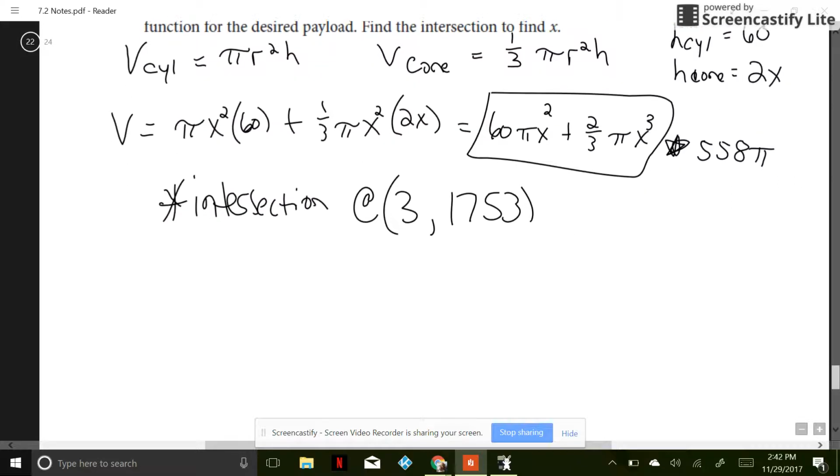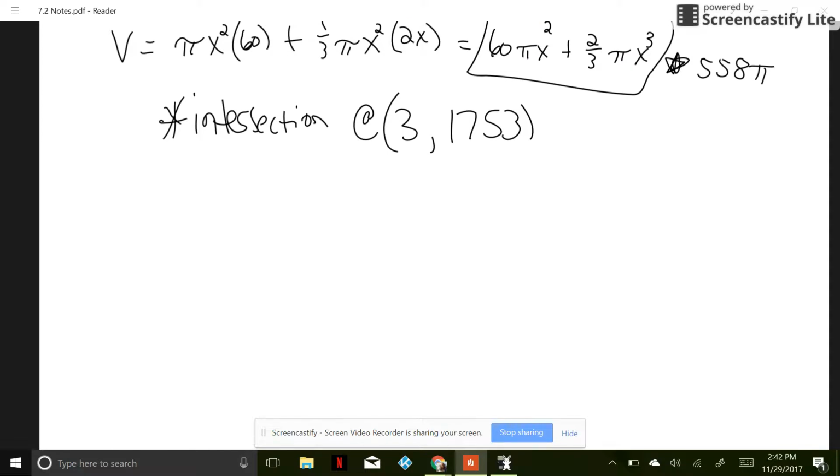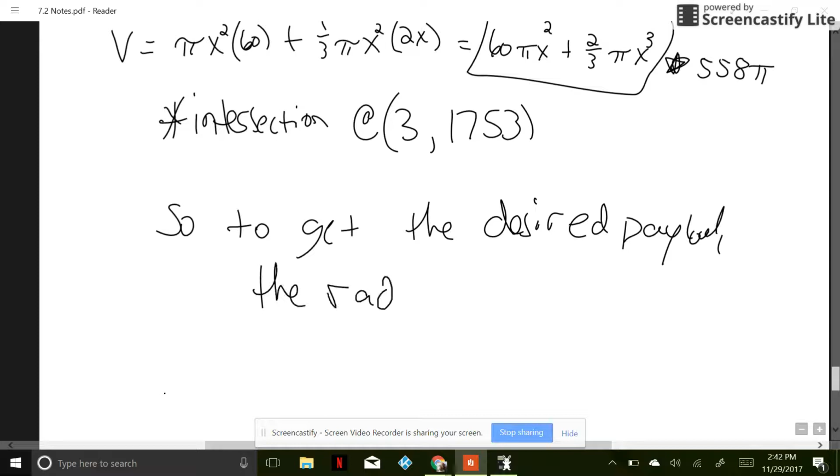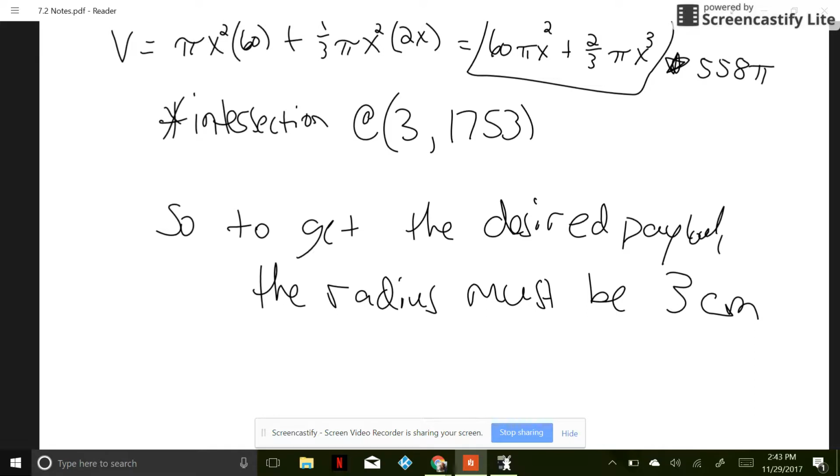So again, I only looked at the positive x values since x is representing the radius. We can't have a negative radius on the cone or the cylinder, so we have to only look in the positive section. So having that intersection there means to get the desired payload, we wanted the volume to be a certain amount. We wanted it to be 558 pi. The radius of the cone and the cylinder must be 3 centimeters. So again, we're just looking for where these are intersecting because that's where we're going to have the solution.